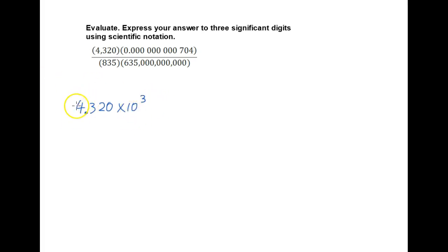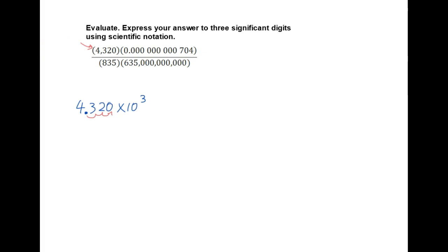You write the first non-zero digit, and then a point, and then some other digits after it, and then times 10 to some power. This power tells you how far you need to move that decimal point. So here, this is kind of written in code. We're saying take this decimal point and move it to the right 3 places, 1, 2, 3, to arrive back at our original number.